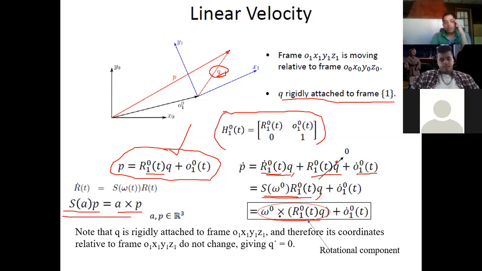So which happens to be omega cross R10 Q plus O dot, this is the derivative of the translation motion. Wherever you see the omega part, that's the rotation component. Wherever you see O dot or D dot, that's the translation component. That's why for the rate of change of the radius vector, we have two components now, a rotation component and also a translation component.